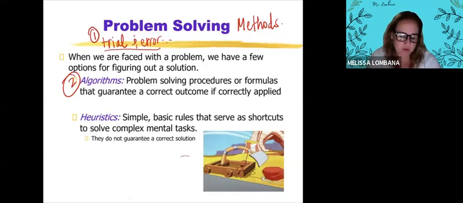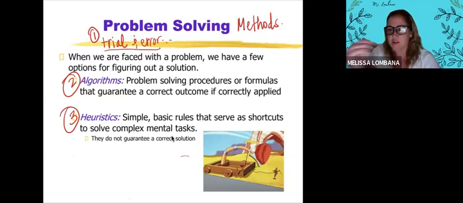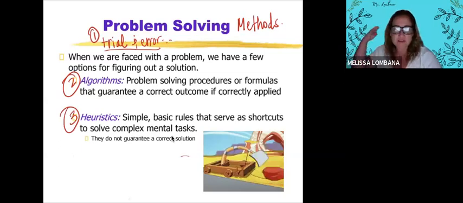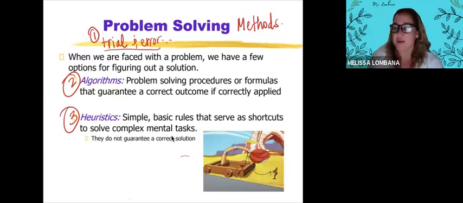Now, the next one we use, which is number three, is called heuristics. This is the one we use the most, because it's literally just a shortcut. Here's a problem, and we dig in unconsciously into our schemas and other ways we've seen people solving it, and then boom, we just solve the problem.